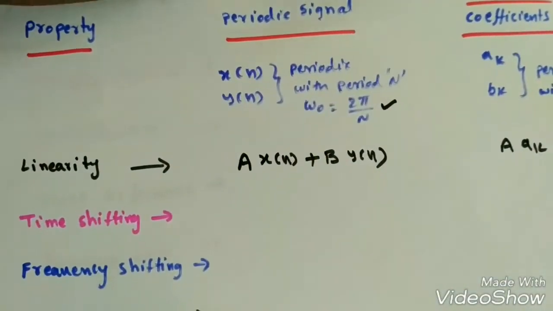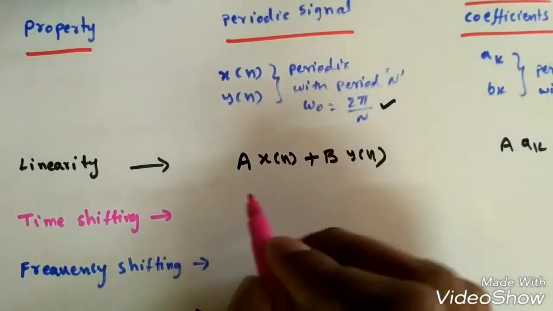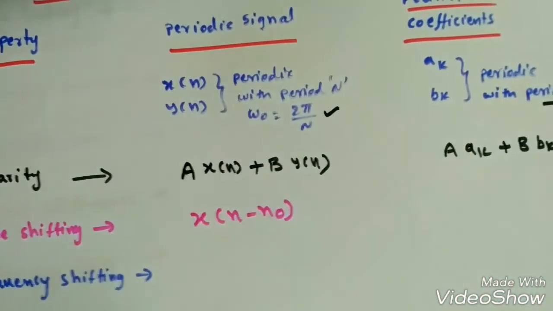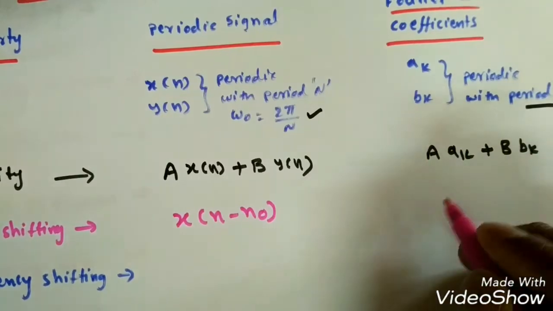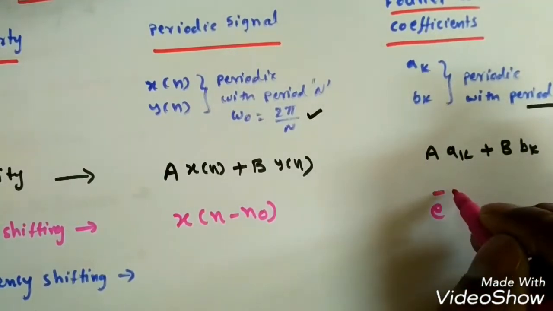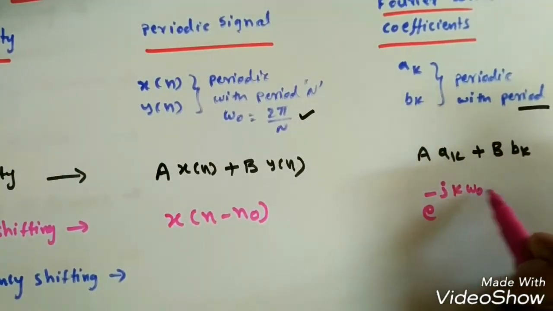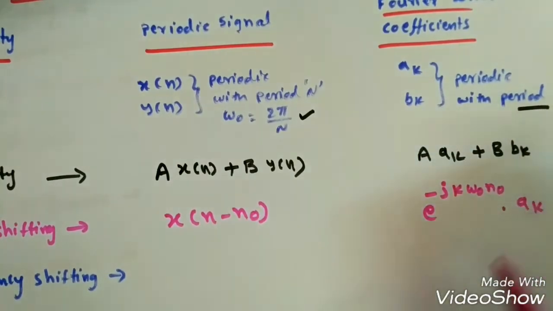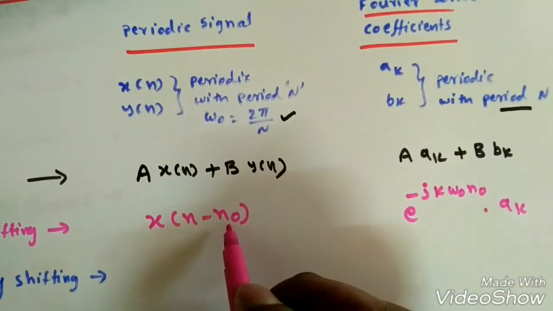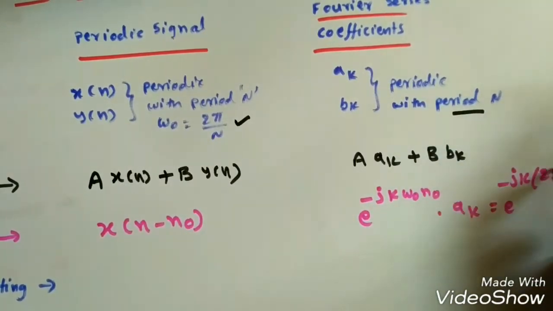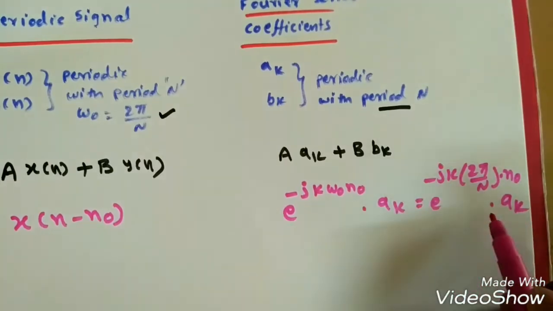Next one is the time shifting. What is the time shifting? Suppose I take x of n minus n naught. Now the Fourier coefficients will be the same as the continuous time Fourier series, that is e power minus j k omega naught n naught into ak. What is n naught? The time shifted version. Now this can also be written as e power minus j k, in place of omega naught replacing with 2 pi by N, into n naught into ak. So I just replace omega naught equal to 2 pi by N and everything is the same.